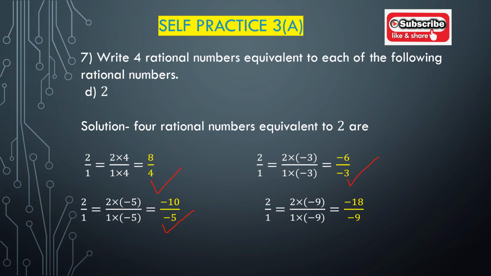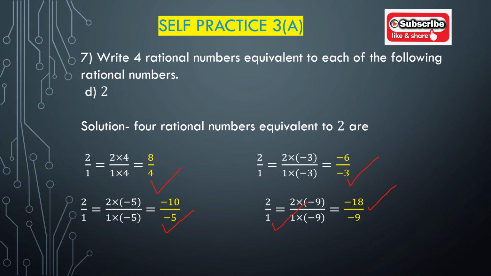If we multiply the number minus 9 with both numerator and denominator of 2 divided by 1, we get 2 multiplied with minus 9 is minus 18, and 1 multiplied with minus 9 is minus 9. We get minus 18 divided by minus 9, which is equivalent to the rational number 2 divided by 1.